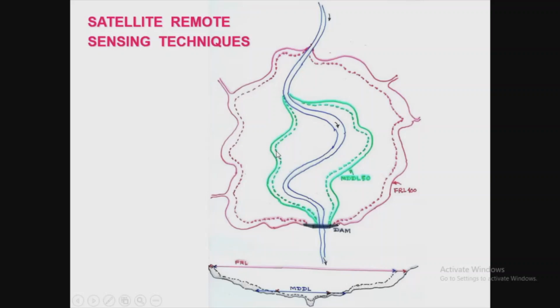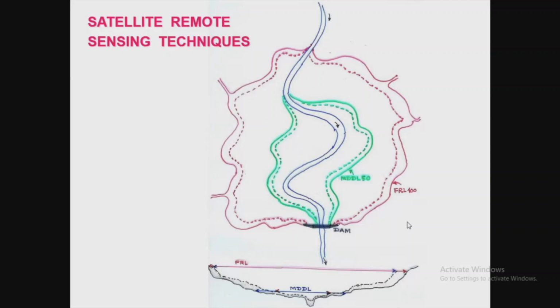Now, how is it useful? I'll tell you. Because a satellite can see from the top only. From the satellite, it can see the earth, and it captures pictures of the dam or reservoir from the top. So it does not take depths, it takes only the plan. It can see the spread, but it cannot see the depth.